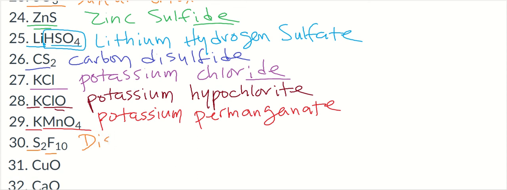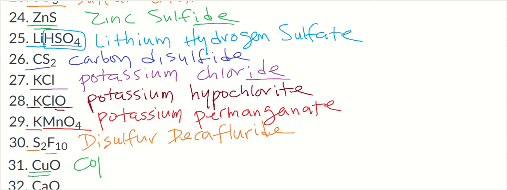So it's disulfur, deca, fluoride. Copper, transition metal with multiple charges. So let's write the full name of the metal first. We know the second is oxygen, so that's going to be oxide. All right, let's figure out what that charge is.